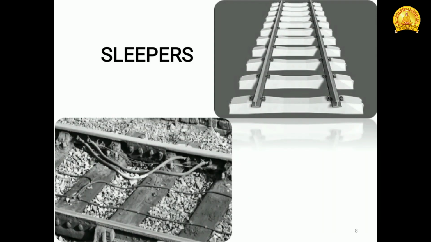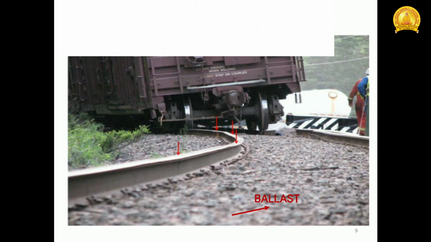The next one is sleepers. Sleepers are the horizontal members, and they are also of different types based on the materials. In this figure, the white one is a concrete sleeper. The figure below shows a wooden sleeper. This is another figure showing the ballast cushion.